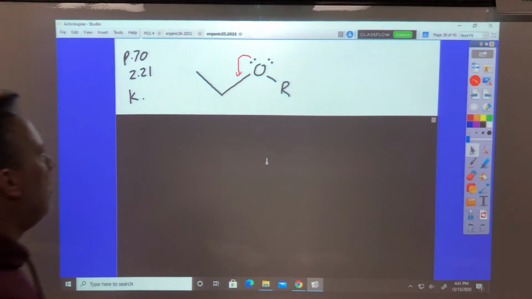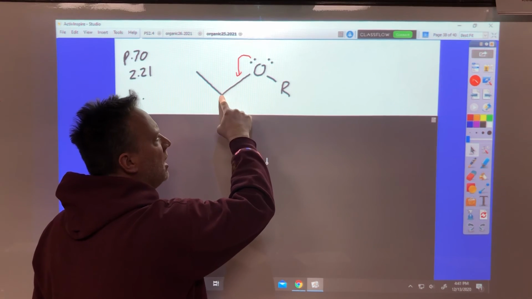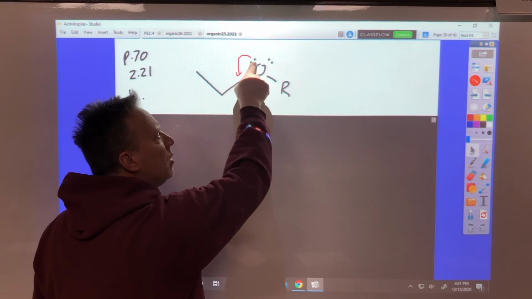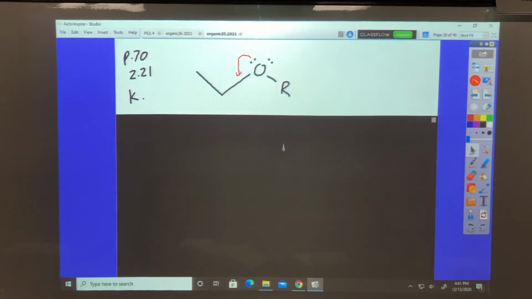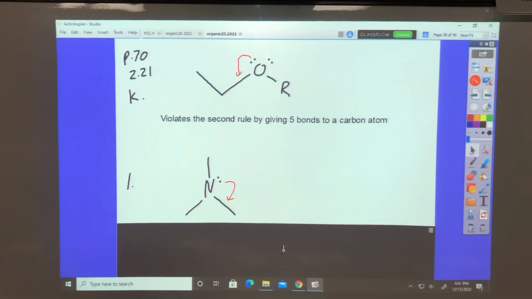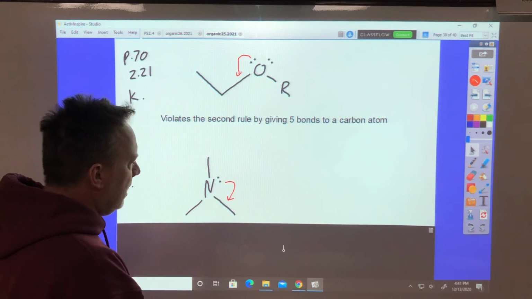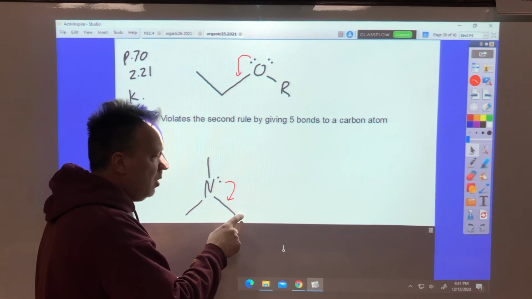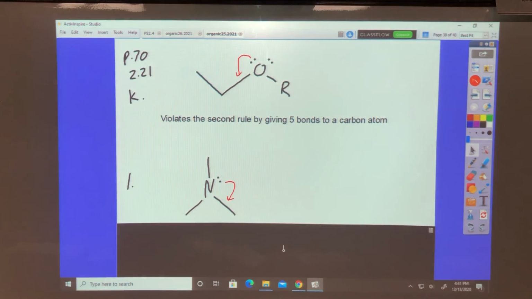Okay, now you gotta watch this carbon here because it has a bond, and a hydrogen you don't see, and a hydrogen you don't see. There's already 4, you'd be putting a 5th one in there. What about this one? Put that in there. Well, again, there's a carbon here with 3 hydrogen off of it, and you'd be giving it a 5th bond.